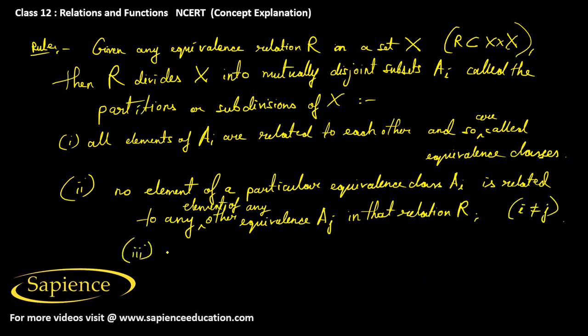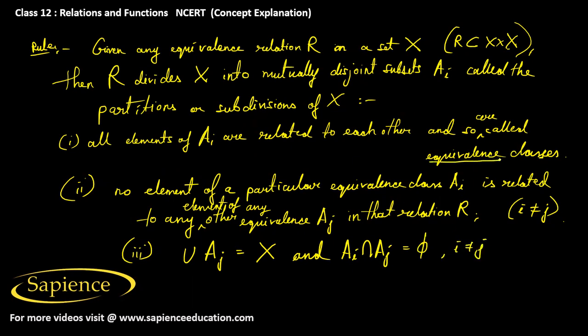And the third rule is that the union of all those equivalence classes will give us the set X on which the relation R has been formed. And Ai intersection Aj should be equal to phi, where i not equal to j. Since all these equivalence classes should be mutually disjoint subsets of X.